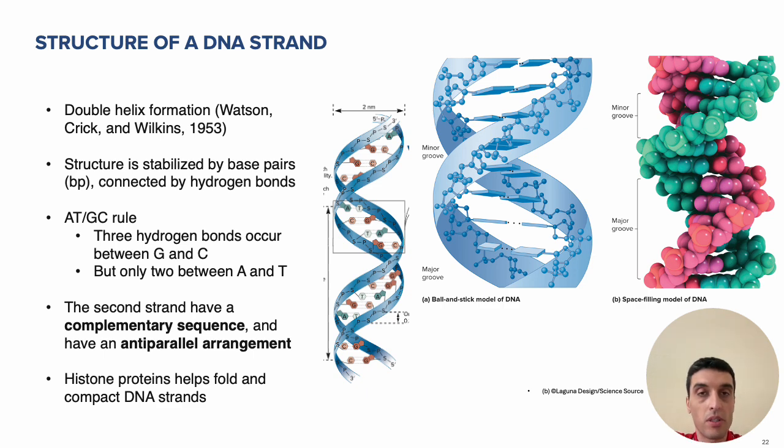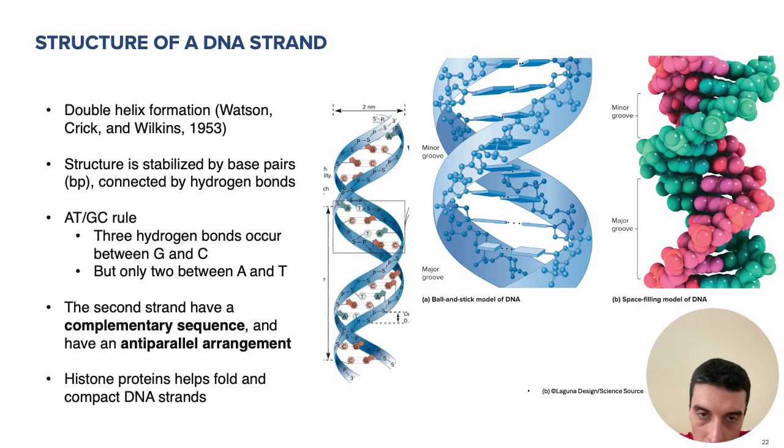Another feature that's very important is the structure of the DNA strand. When we have one strand of DNA, it's going to have a complement on the other side, and this complement is very unstable and it's going to form a helix formation. The way that this helix forms becomes a double helix, which was described by Watson, Crick, and Wilkins in 1953, and they were all awarded the Nobel Prize for that.